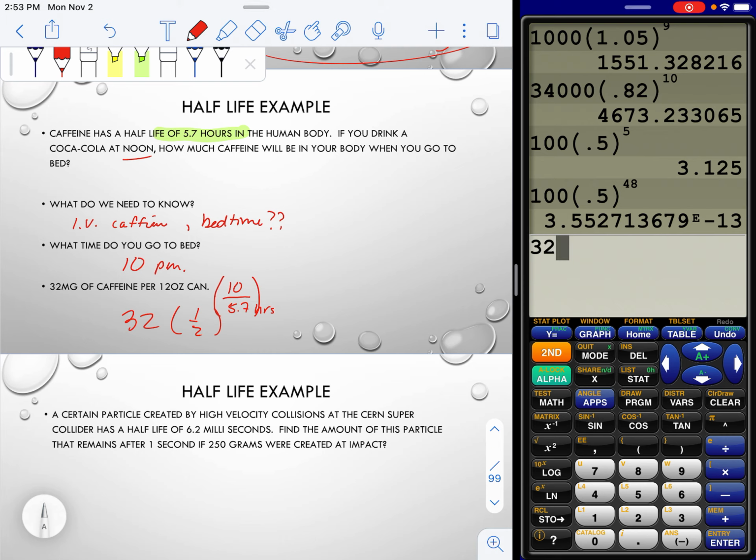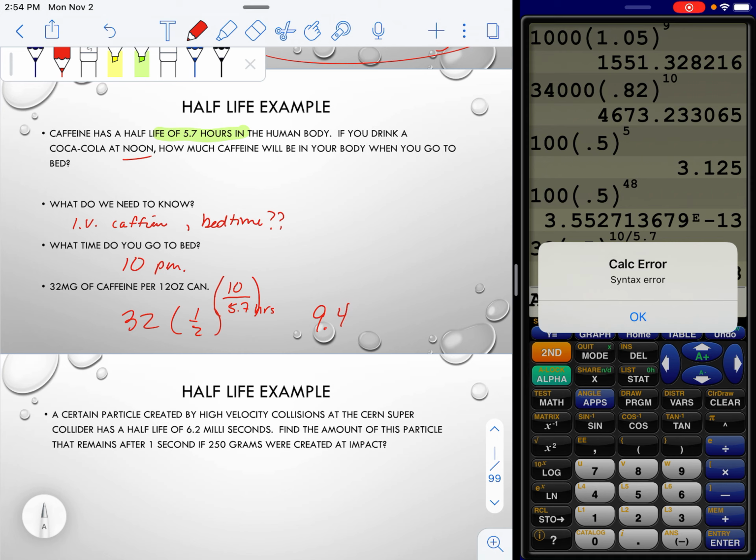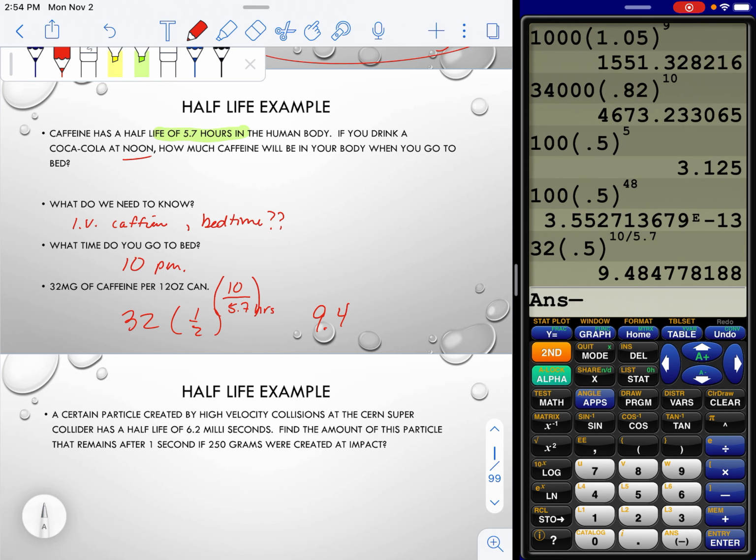On these calculators on your iPads, everything you do up there stays in the exponent, which is kind of nice. If you're just using the regular TI-83, you would have to put that exponent in parentheses, otherwise you're getting a wrong answer. So we actually have 9.48 milligrams of caffeine. So if you drink that at noon and try to go to bed at 10 o'clock, maybe that's why, because you still have a large amount of caffeine in your body that's keeping it from shutting down.